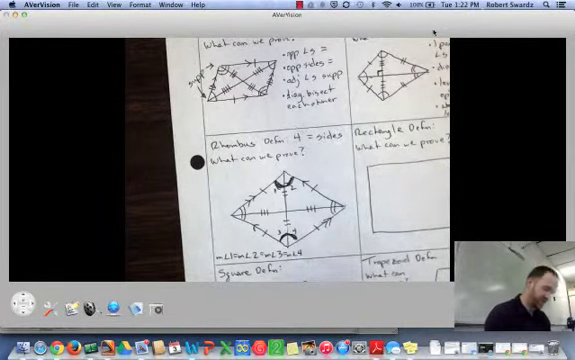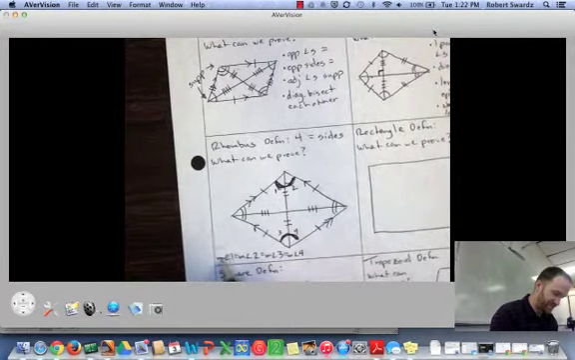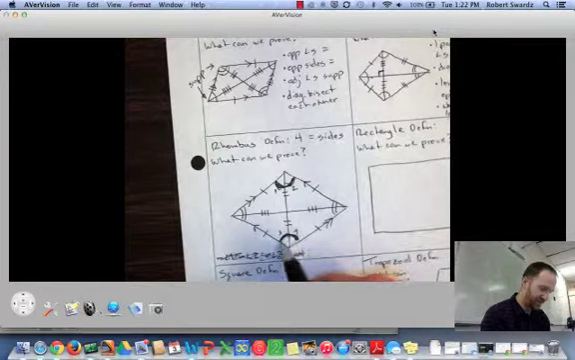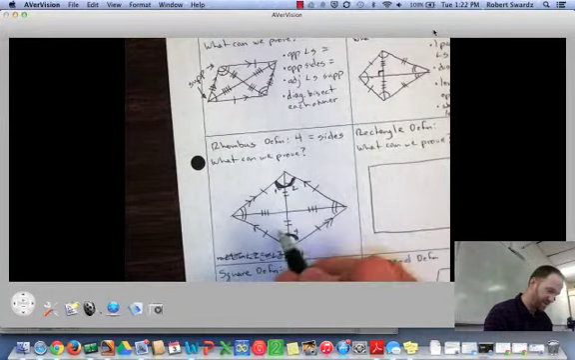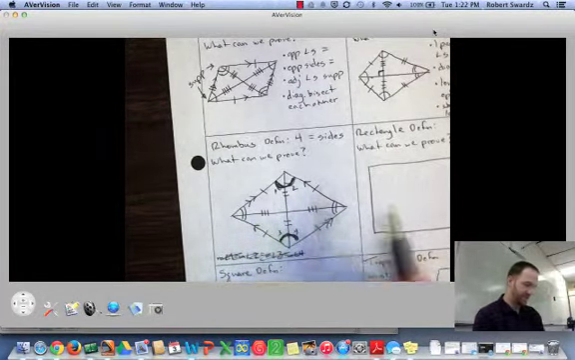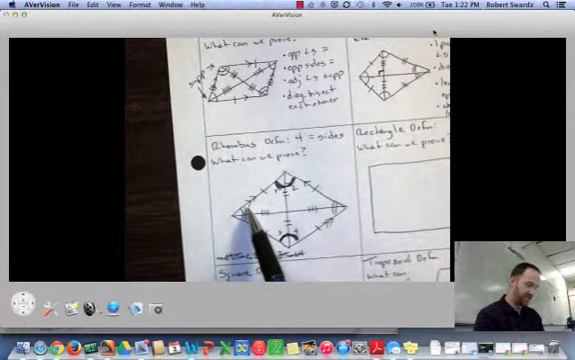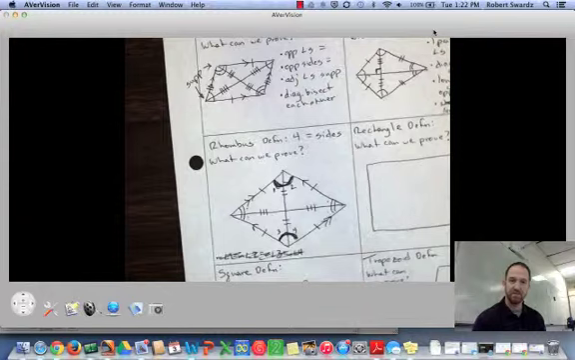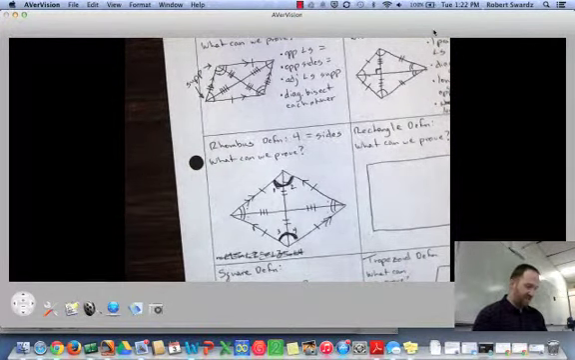You know what? I should have just left it. Let's leave it like that. We can tell these two angles are the same, and then these two angles are also the same as well. So there's lots of stuff. Now there's actually some other stuff.